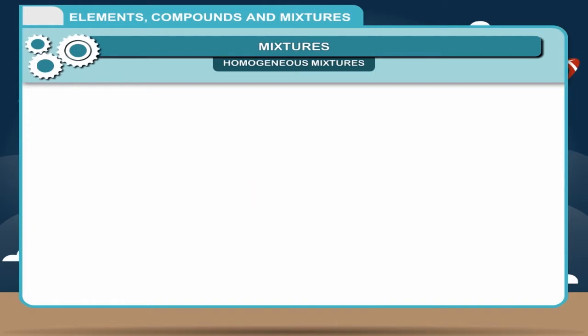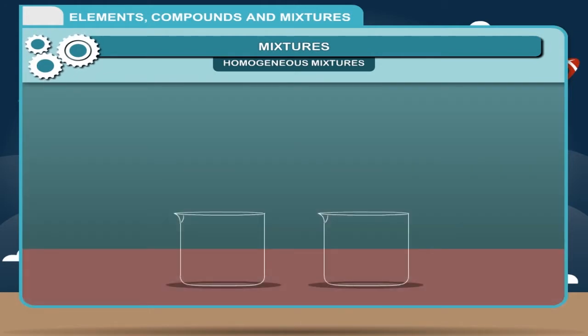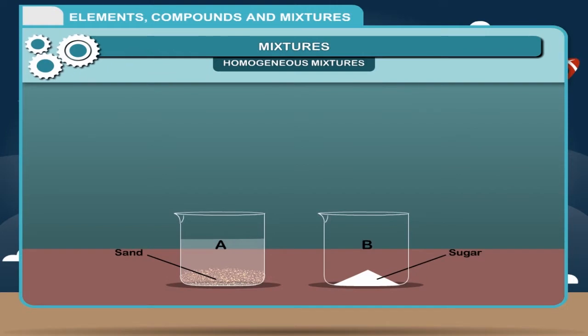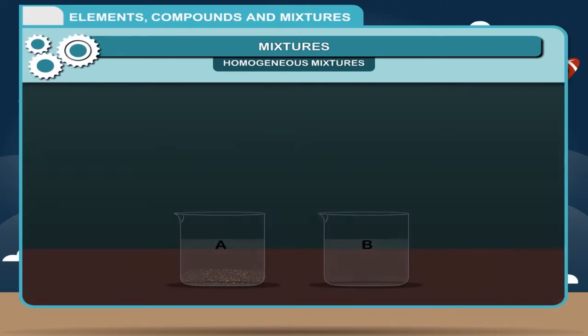Activity. Take 2 beakers and mark them as A and B. Put some sand in beaker A, half filled with water. Stir it well. Can you still see the sand particles in water, or do they disappear? Now put some sugar in beaker B, half filled with water. Can you see the sugar particles in water? They disappear as they uniformly dissolve in water, resulting in a homogeneous mixture.